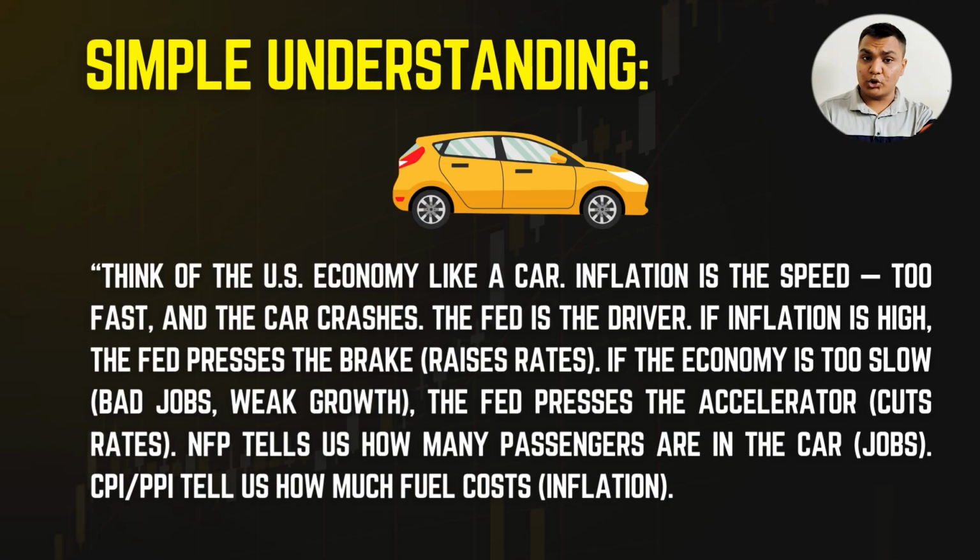If the economy is too slow, meaning bad jobs and weak growth, the Fed presses the accelerator and cuts the rates. NFP tells how many passengers are in the car, like jobs, economy and unemployment. And CPI and PPI tell us how much fuel costs, which means inflation. This is a simple example, according to my understanding, to understand the economy and all the data in a simple way.